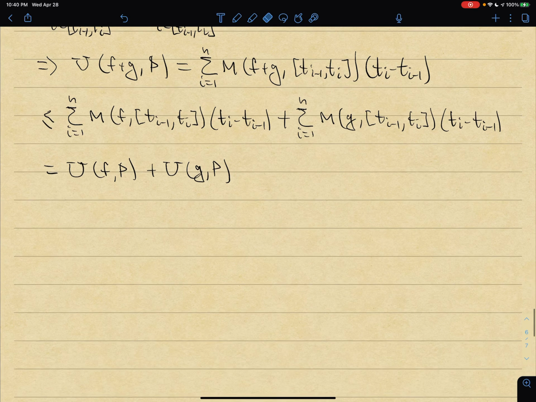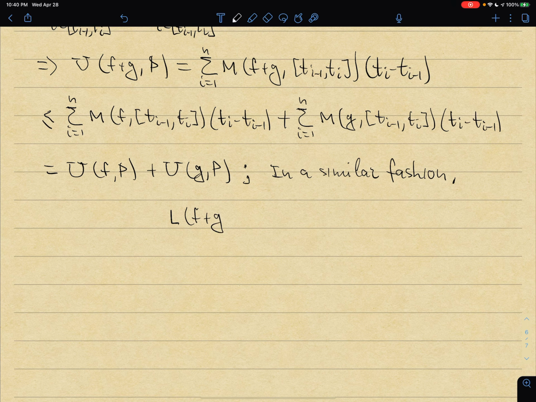And in a similar fashion, we can establish a similar inequality for L, and that inequality will say that L of f plus g, P, what do we expect? With suprema, U of f plus U of g is bigger than U of f plus g, then with infima we would expect that L of f plus g is greater or equal than L of fP plus L of gP. Okay?